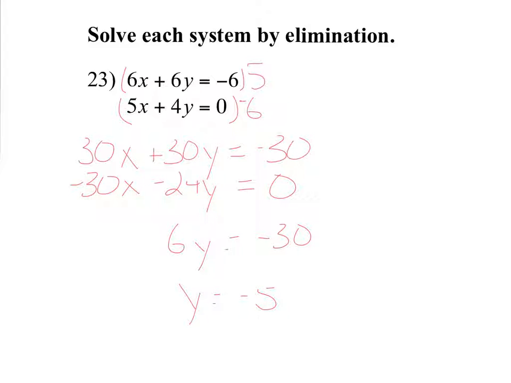When I plug this back into one of my equations, let's go for the first one. So 6x, and if y is -5, minus 30 is equal to -6. If I add 30 to both sides, we end up with 6x is equal to 24, and x is equal to 4.